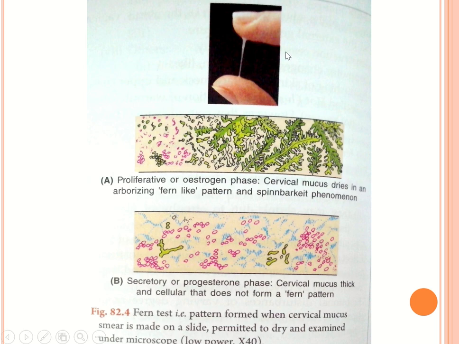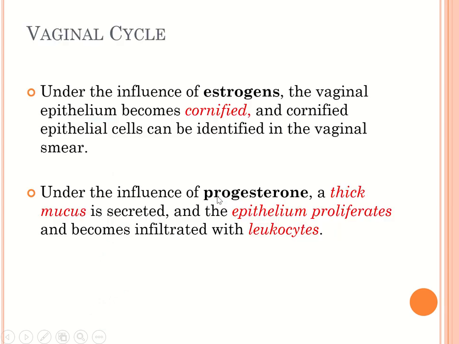This is the spinnbarkeit appearance I was telling you about. If you take the cervical mucus and stretch it between the fingers, it will stretch up to 8 to 10 centimeters, and this is called the spinnbarkeit appearance. The fern-like pattern I already explained before.